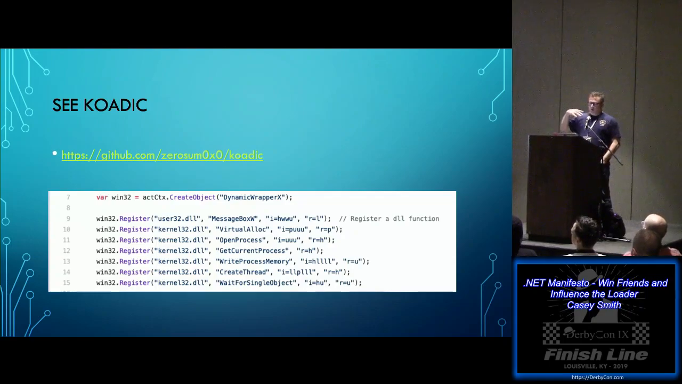So DynamicWrapperX is a really cool framework that Sean wrote, zero sum, 0x0, and this is an example of setting up the API calls that would be interesting to maybe offensive teams. So you have VirtualAlloc, WriteProcessMemory, CreateThread. And so now I can do the entire shellcode run or Mimikatz, whatever I want to do, right inside of a JScript file. So that's really interesting.